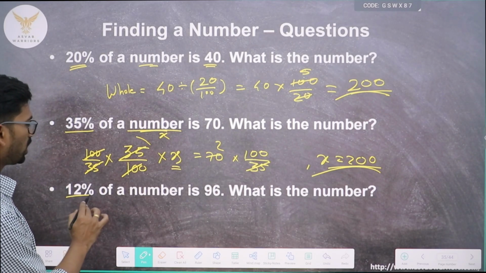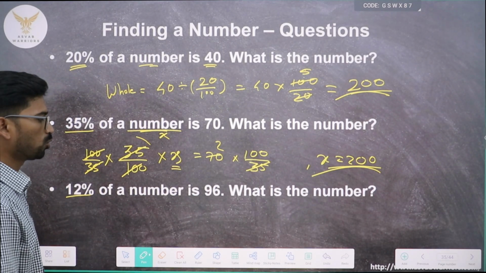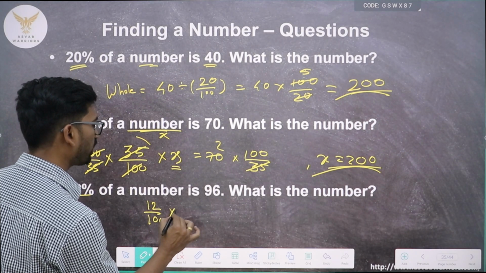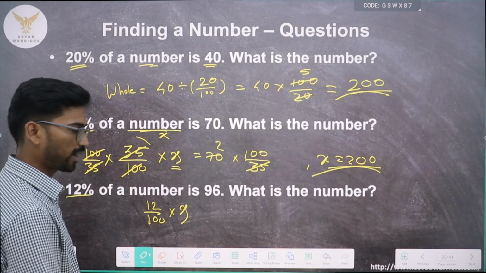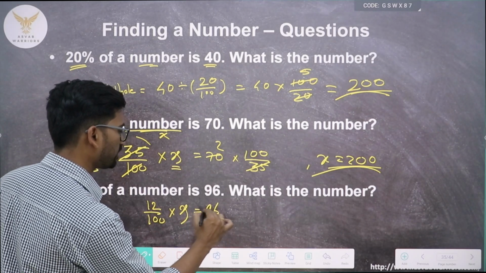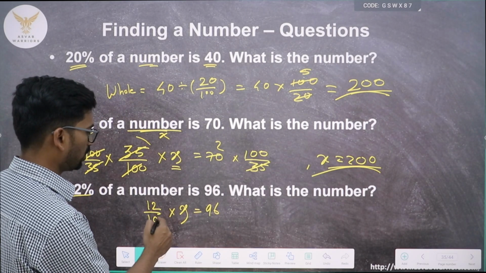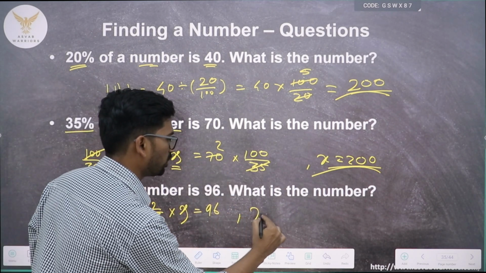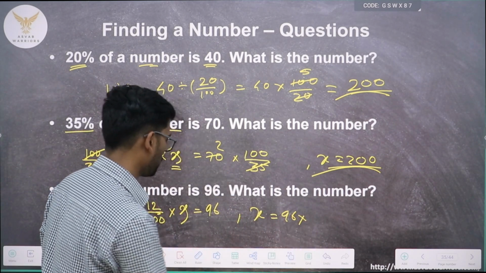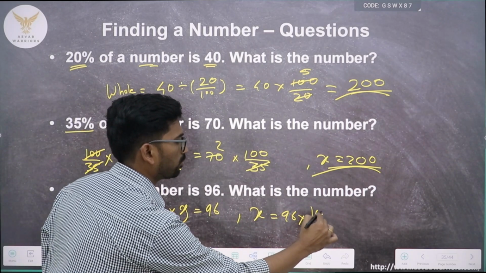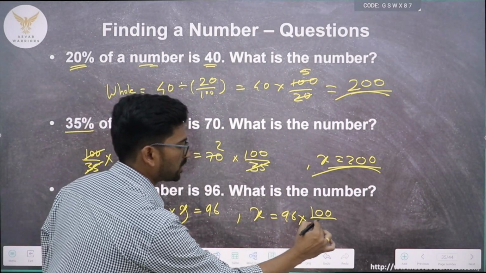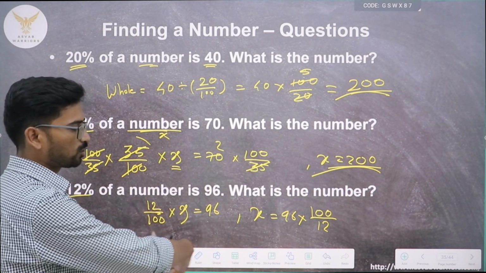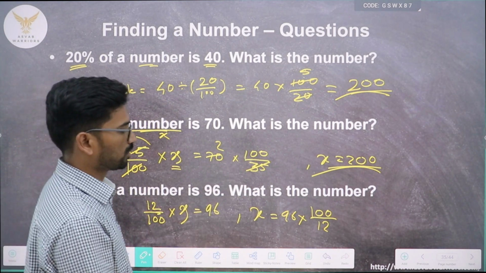So again, 12% of a number is 96. What is the number? Again, 12% is 12 by 100 of a number. We will assume it to be x, which is 96. Then what will be the number? We will send this 12 by 100 over to this side, so it will be taken as 96 times 100 by 12, because multiplication becomes division and division becomes multiplication when we send it over to the opposite side of the equation.